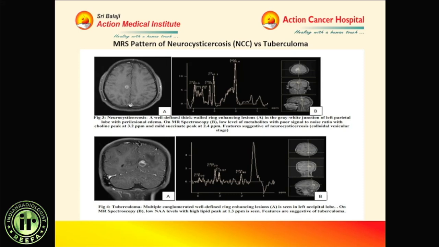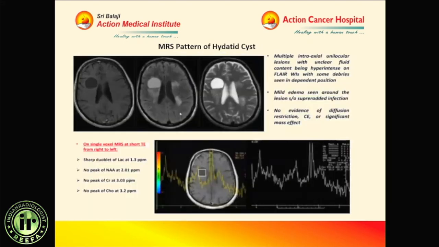Now, how do we differentiate NCC versus tuberculoma? In NCC, we can see a ring lesion, typically at the grey-white interface with surrounding perilesional edema. When we put the spectro, what do we get? We get a lipid lactate peak. NAA, choline and creatine are maintained. And what about this? We get a succinate peak at 2.4 ppm. So this is NCC. Again, in tuberculoma, it is a conglomerate lesion with perilesional edema, a very, very high lipid lactate peak. You can just have a look. So this is typical of tuberculomas.